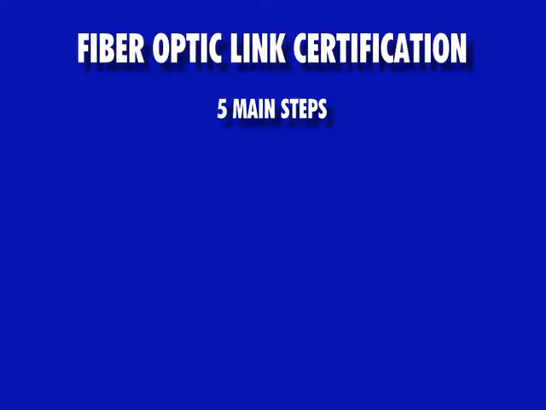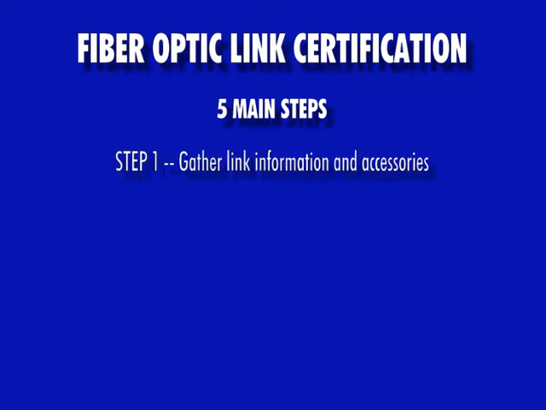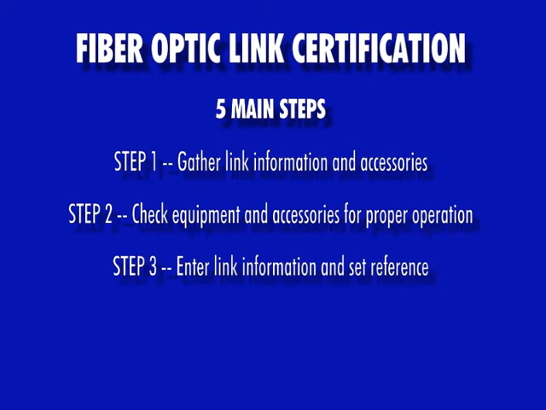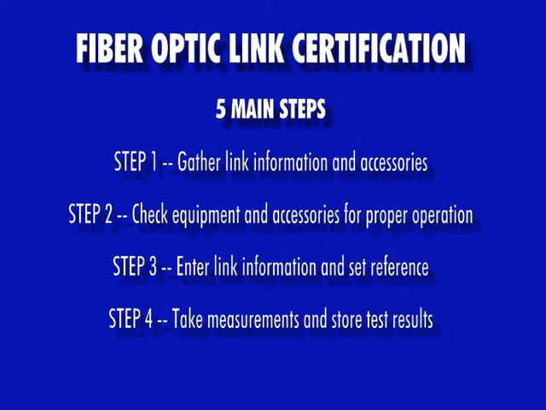There are 5 main steps in the process of certifying any fiber optic link. These steps are gathering link information and accessories, checking equipment and accessories for proper operation, entering link information into the certification tester if available, and setting an optical reference, also called zeroing, taking insertion loss measurements and storing test results, and then downloading stored test results to a PC and printing a certification test report.